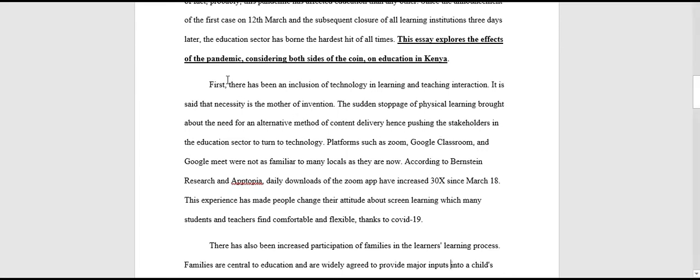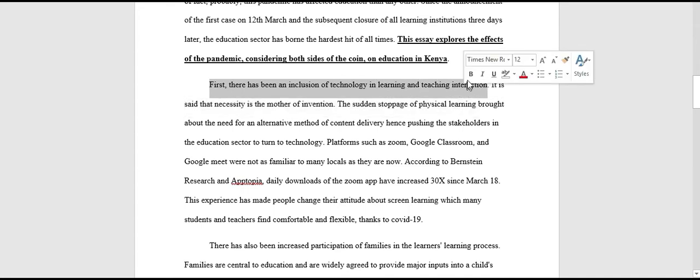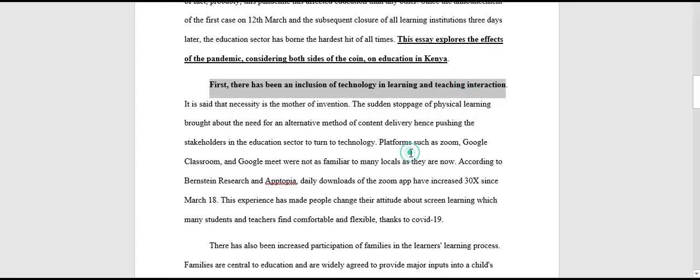Now, in our first paragraph, the topic sentence comes up to here, which says, first, there has been an inclusion of technology in learning and teaching interaction. That point gives the reader an idea of what that particular paragraph is going to be talking about. And in this case, it is the inclusion of technology in the learning and teaching interaction.